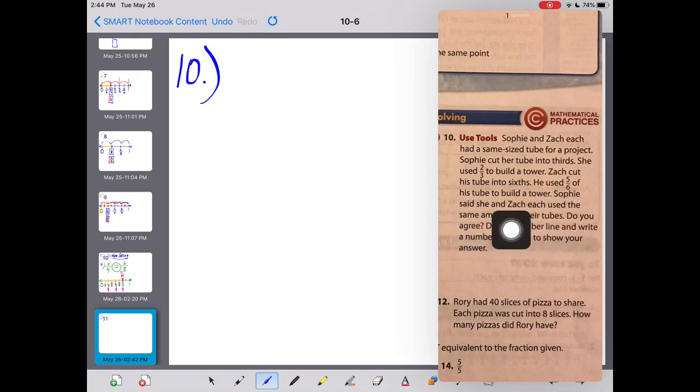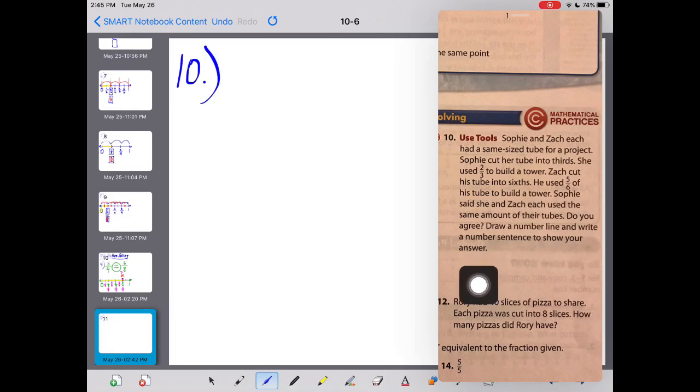Sophie said that she and Zach used the same amount of their tubes. So she's saying that 2/3 is equal to 5/6. They're equivalent, same amount. Do you agree? That's your question. So you either say, yes, I agree, or no, I disagree. Then you're going to draw a number line and write a number sentence to show your answer.